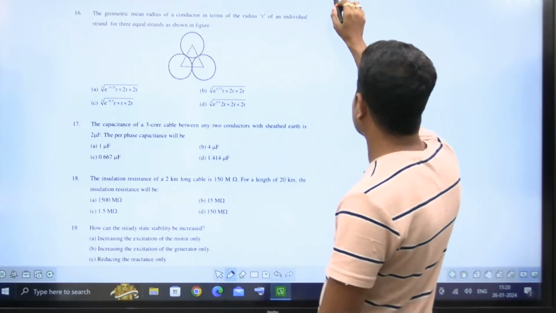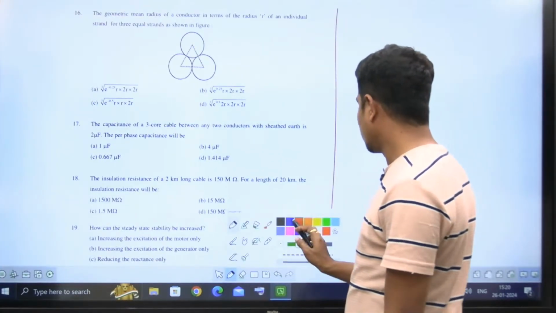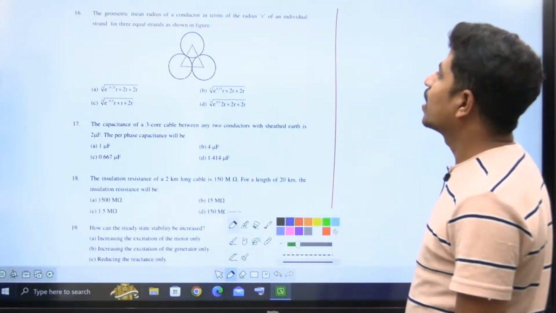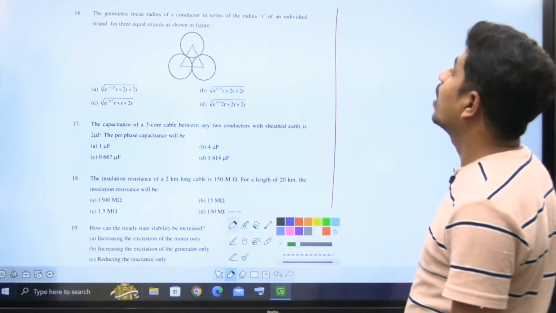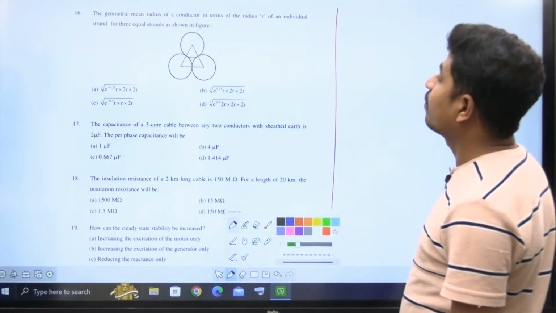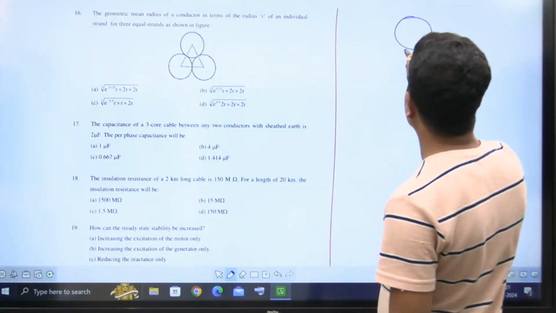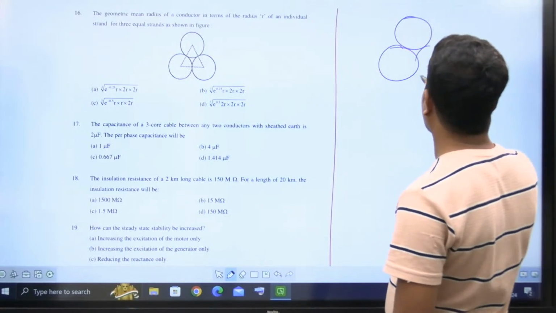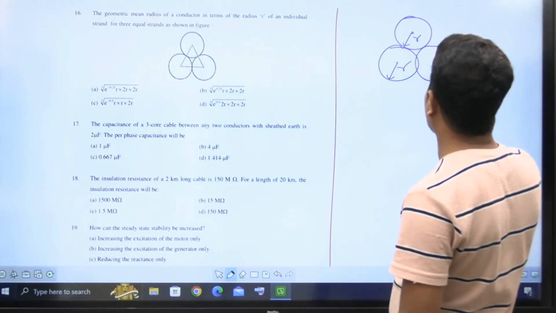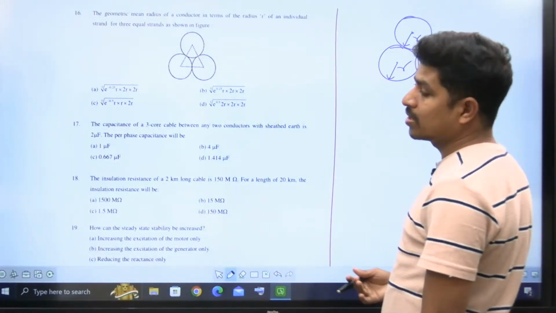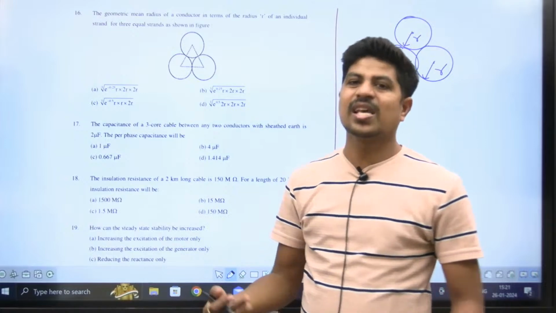The next question is a good question. I'll solve it here on this board. Observe. What he's saying is the geometric mean radius of a conductor in terms of the radius r of an individual strand for three equal strands as shown below. He is having a conductor like this. It is a standard conductor. Each one is having a radius of r. Right? He is asking what is the GMD? I can say geometric mean radius, a self GMD.